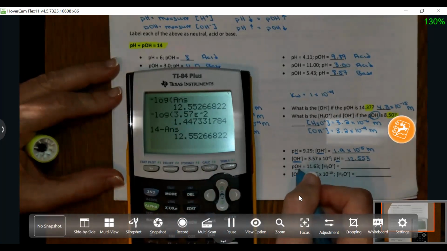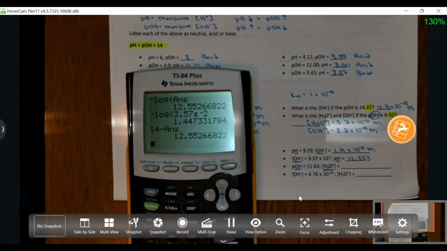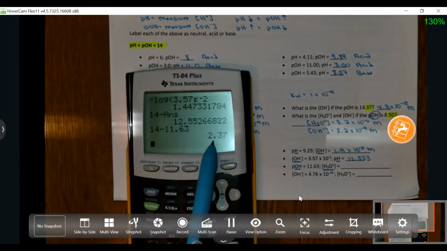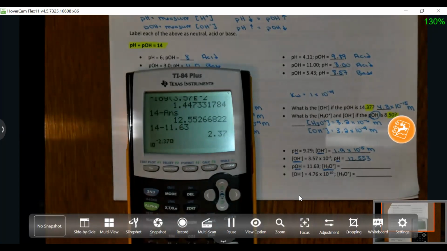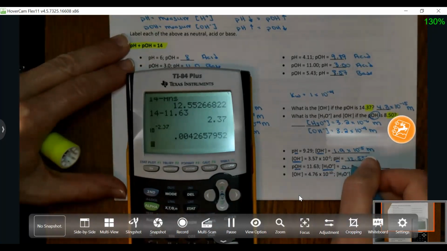Here, I've got pOH, and I'm trying to find hydronium ion concentration. Again, this is going to be a two-step problem because the scale and the ions do not match. I can do this two different ways. I'll show you both ways. I can do 14 minus my pOH, and that's going to give me my pH of this solution. So that's my pH. Once I have my pH, I can do 10 to the negative 2.37 to get my hydronium ion concentration. And so that answer would be 0.0043.